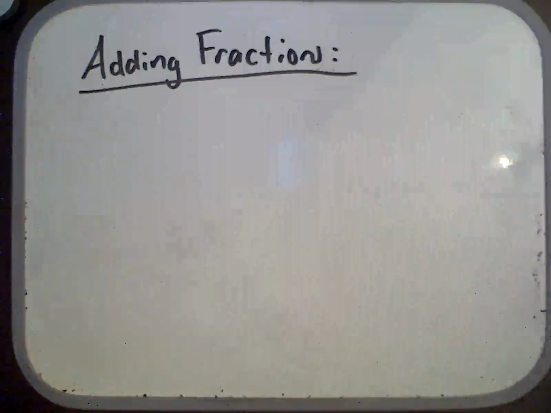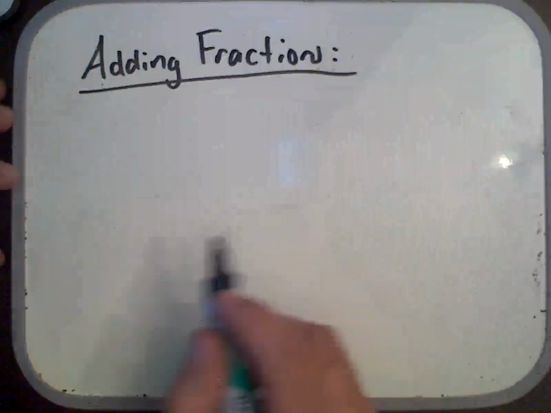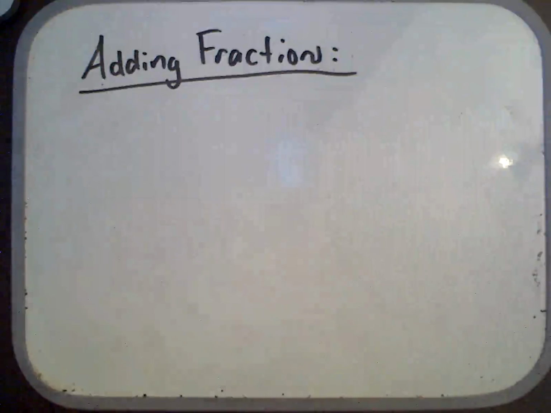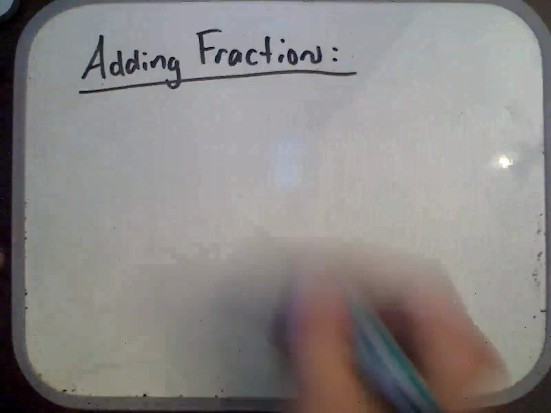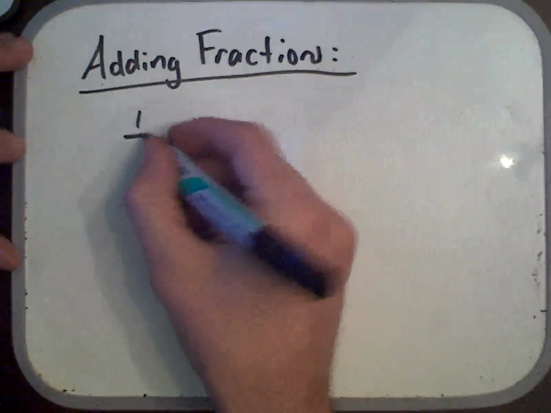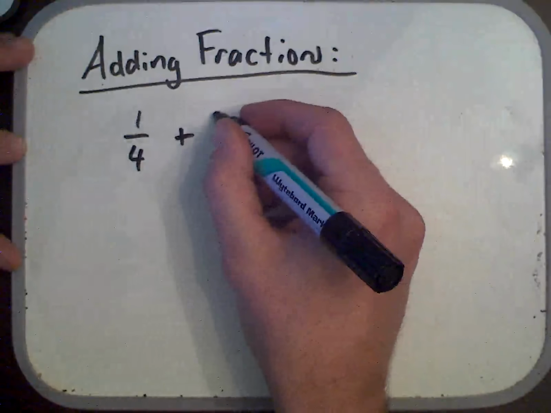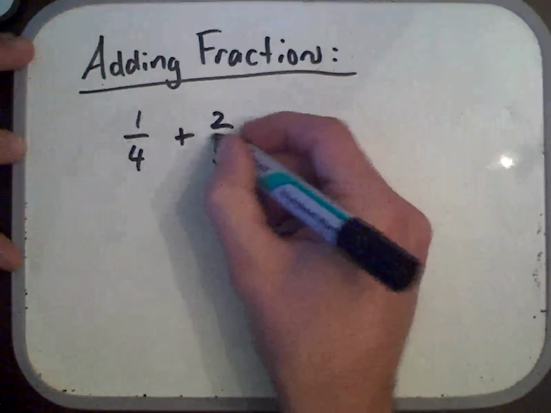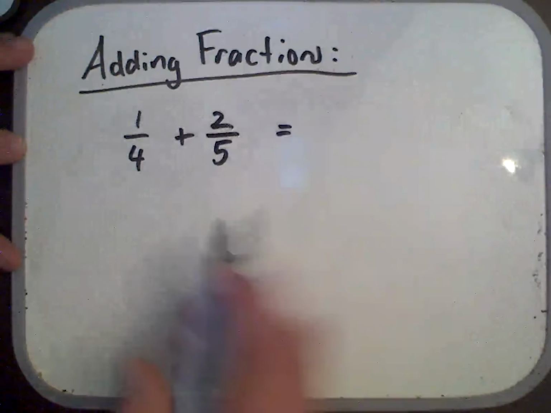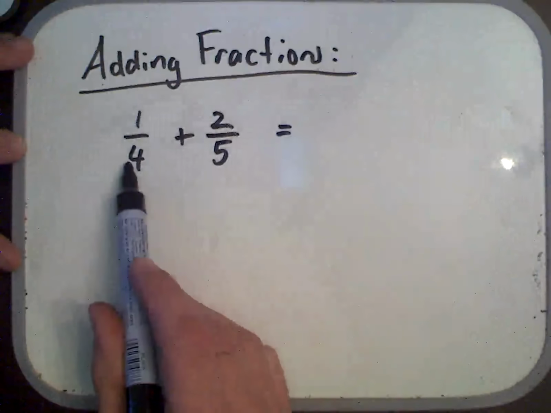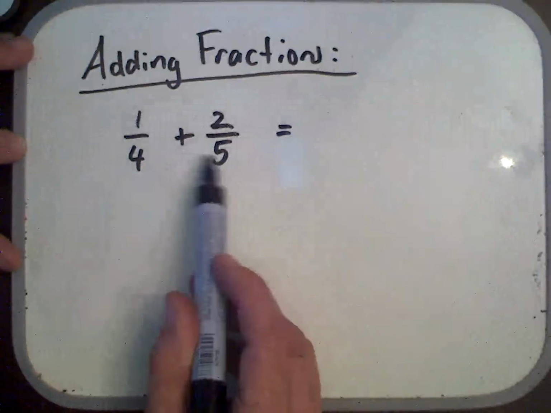Alright, so now we want to look at adding fractions with different denominators or different bottom numbers. Now this is a little bit harder, and this involves your ability to have good knowledge of the times tables. So let's take an example here: 1/4 plus 2/5.